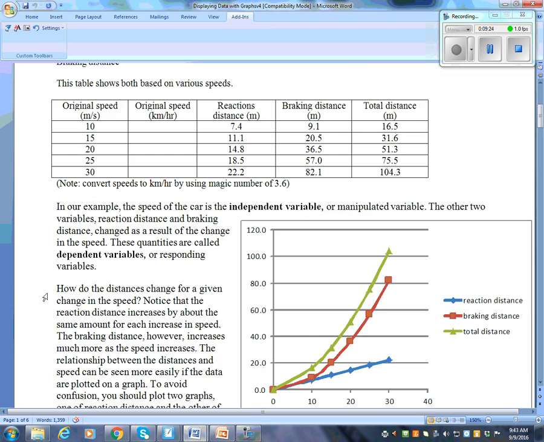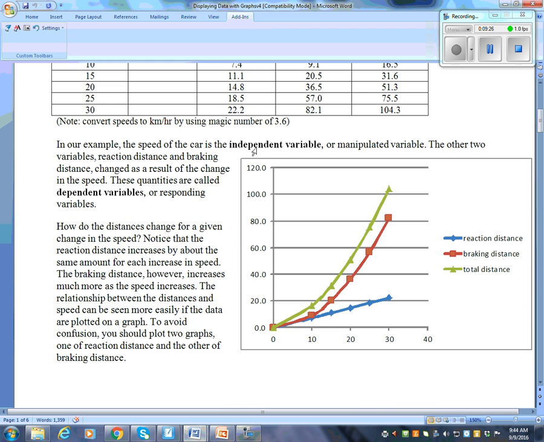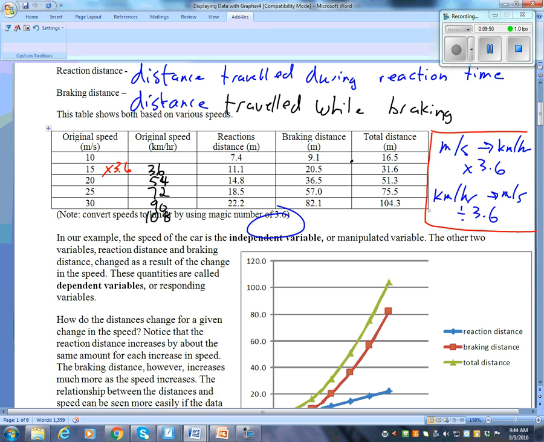In our example, the speed of the car is the independent variable. I'm using finger air quotes here for those of you that can't see me. Independent variable or the manipulated variable, because it's the one you have control over. So the speed is the independent variable or the manipulated variable. Yes, Thomas. That's like why movies look like they're moving when it's really just a series of pictures. They're moving so fast your eye can't recognize the difference.